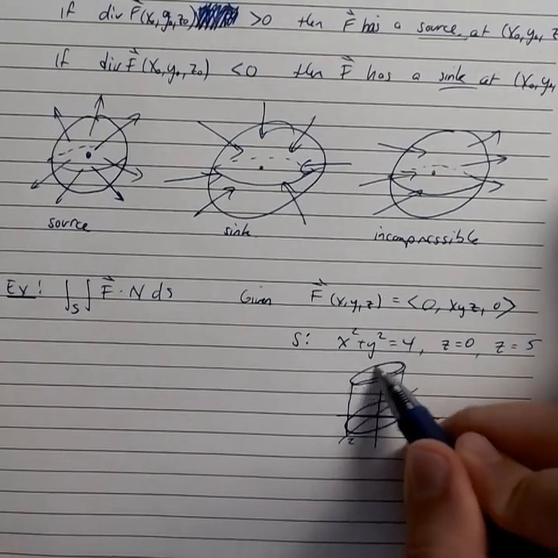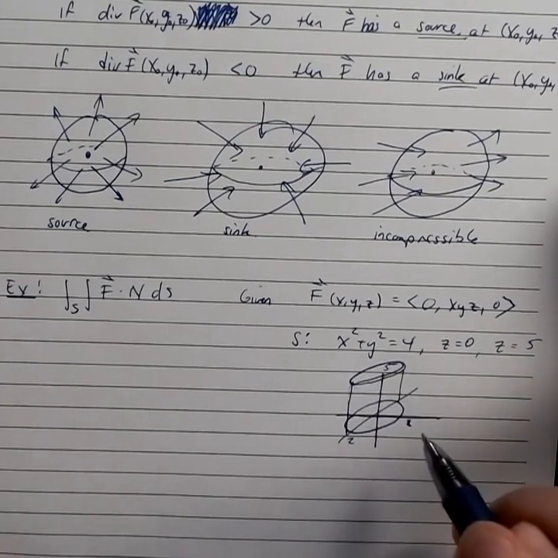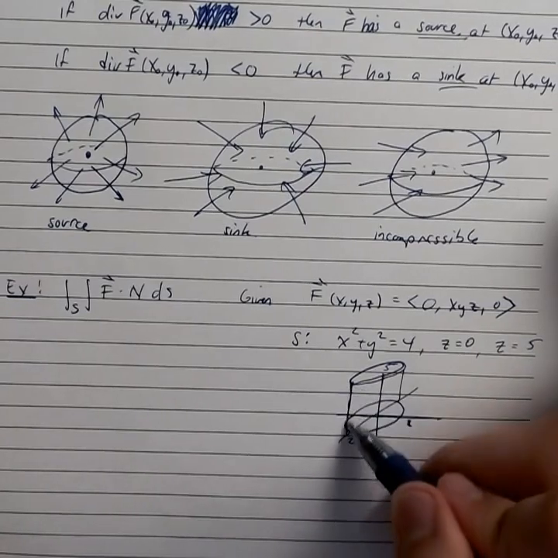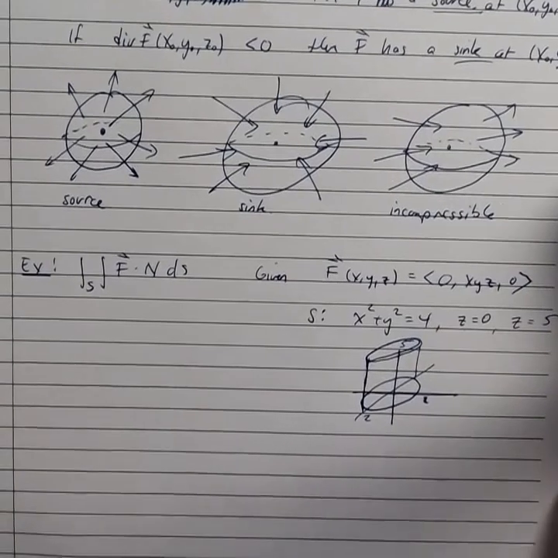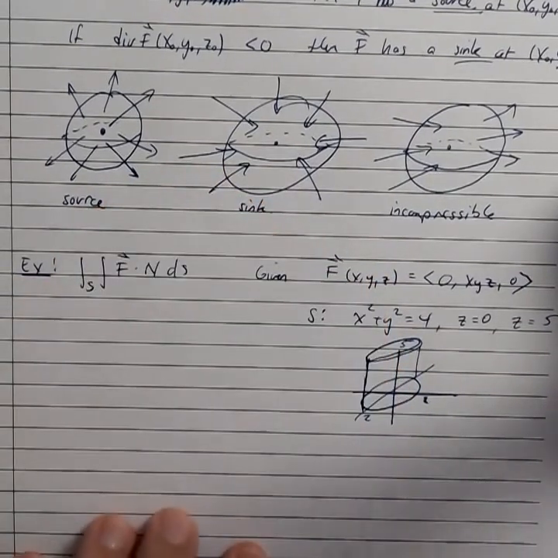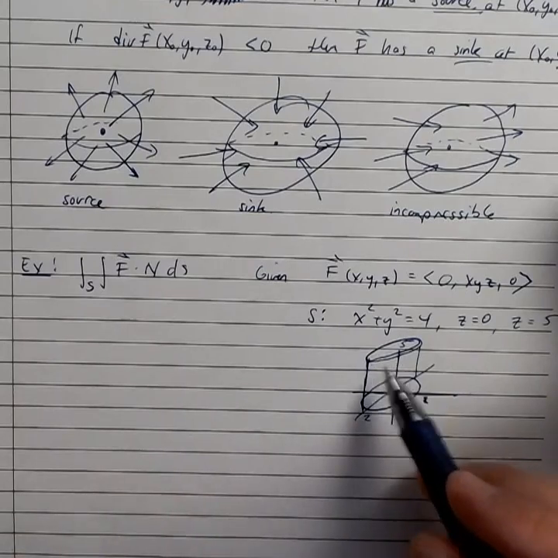So here we want a cylinder, but we want it to start at the xy plane, and we want it to go up to a height of 5. So this is our surface over which we're going to find our flux integral. Okay, so by the divergence theorem, notice that this is a solid region inside.